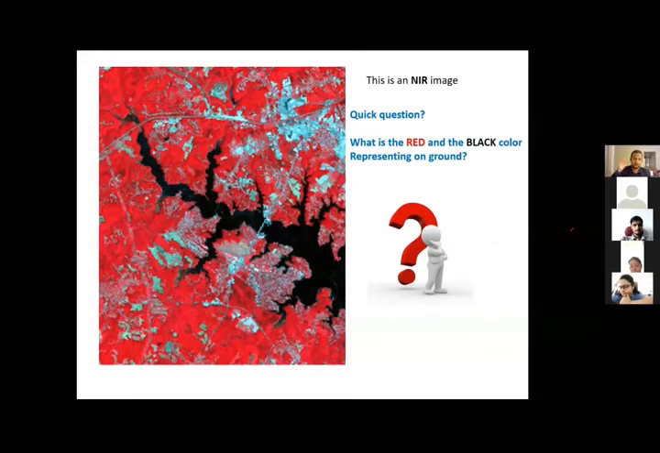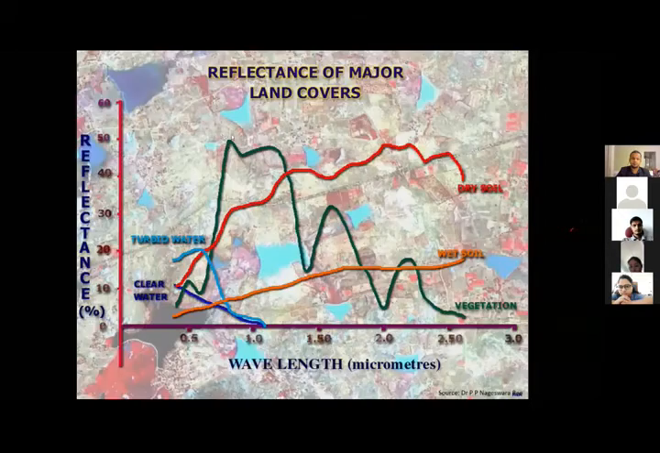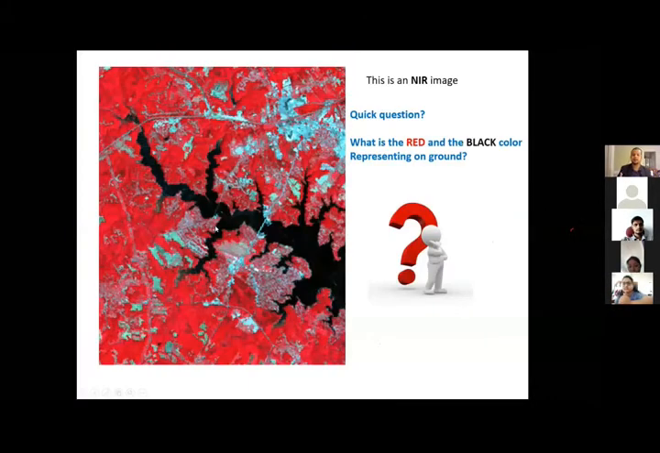So let us look, what does it represent? I said that it is an NIR image. It is a near infrared image. So if you go back to your slide, what do you see? Near infrared has the maximum reflectance in the NIR portion, right? And it is almost absorbed by water. So here, what do you see? A black color here. The entire EMR, which is falling on that water body, is getting absorbed.